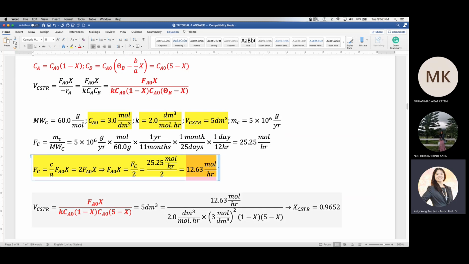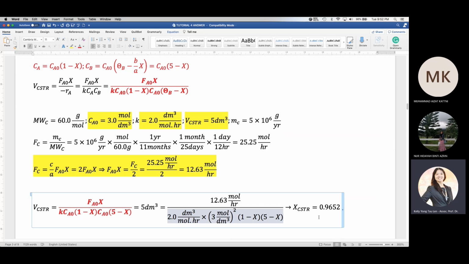So now the part yang ke atas tu jadi 12.63. Saya terus ganti FA0, X. Bawah K 2, CA0 3. Don't forget 2 kali muncul CA0. Sebab tu dalam kat bawah ni 3 kuasa 2 because we have CA0 di belakang. Okay, then 1 minus X, 5 minus X. So again, when semua benda kamu dah ganti dengan nilai, kita dah boleh cari X.